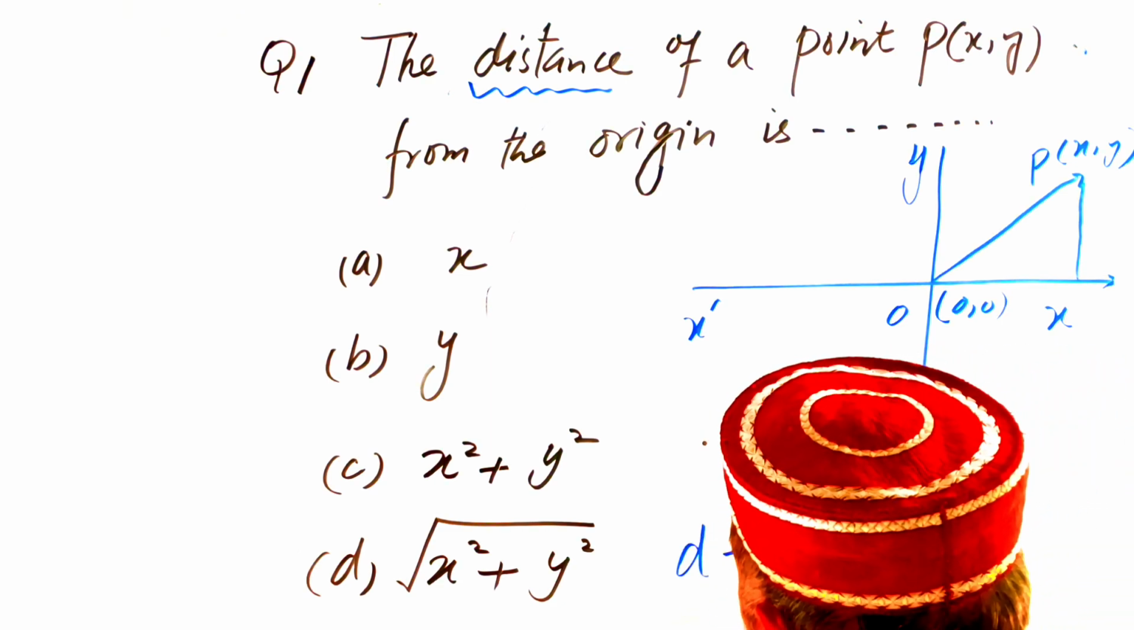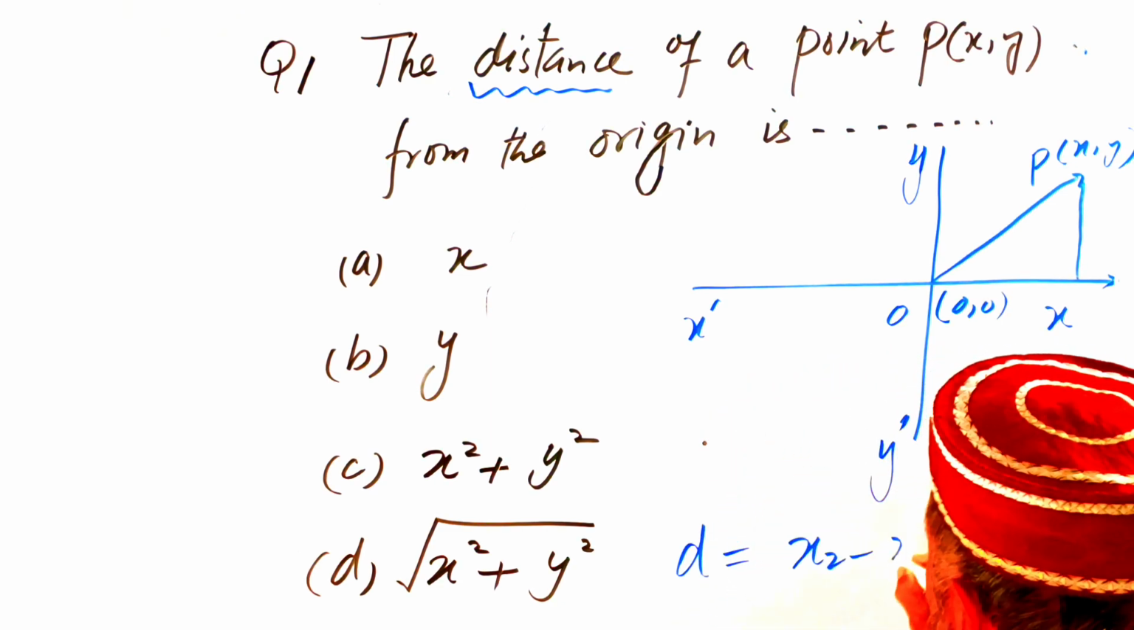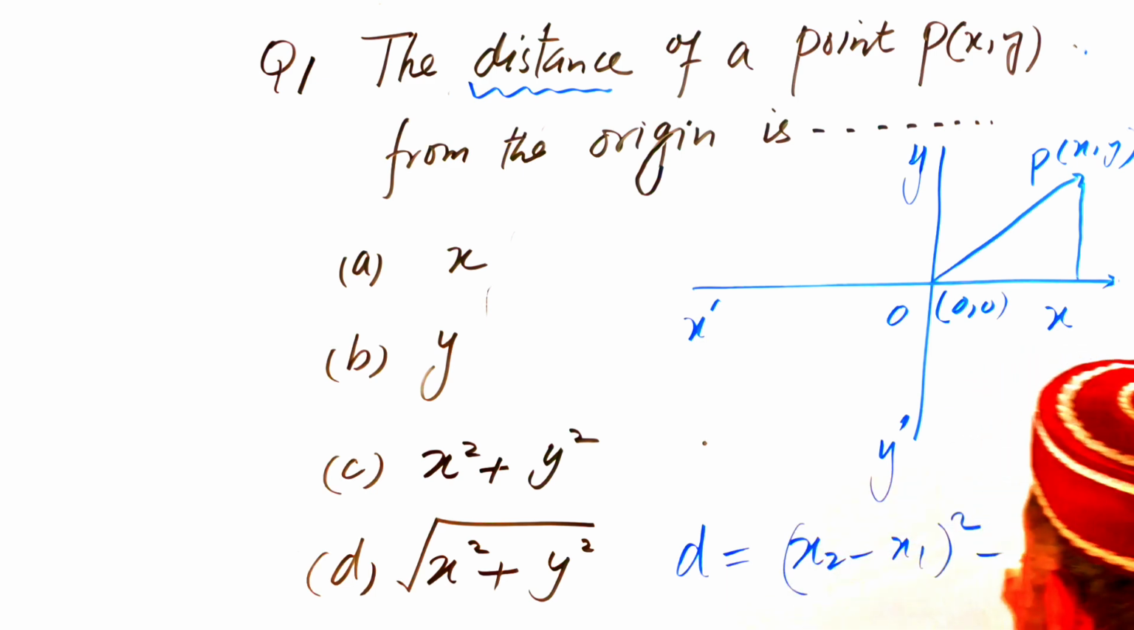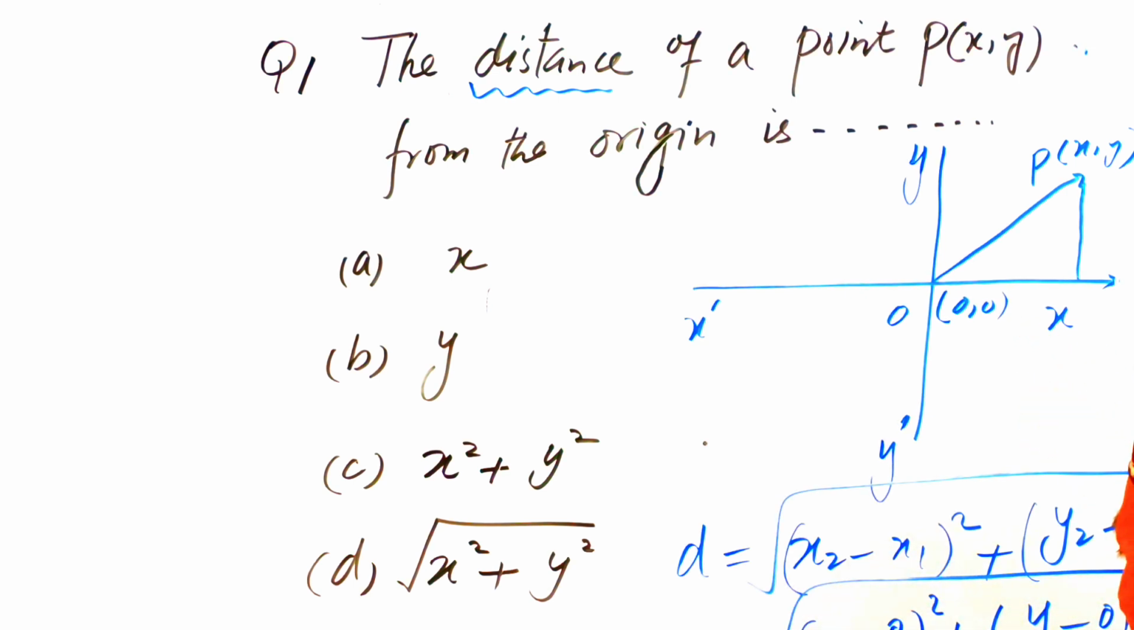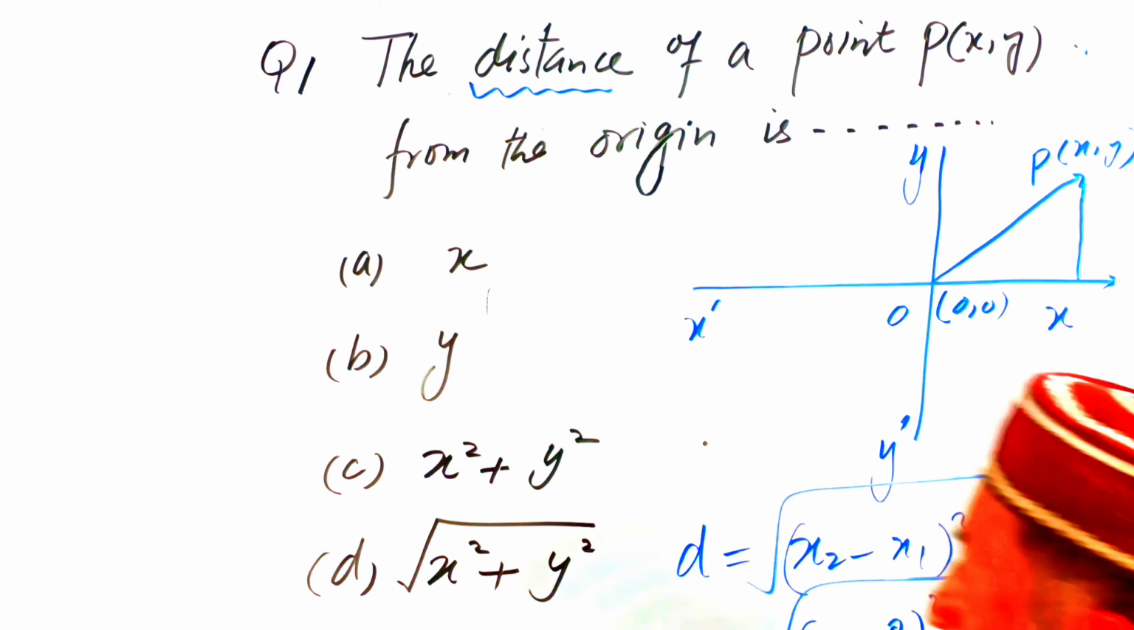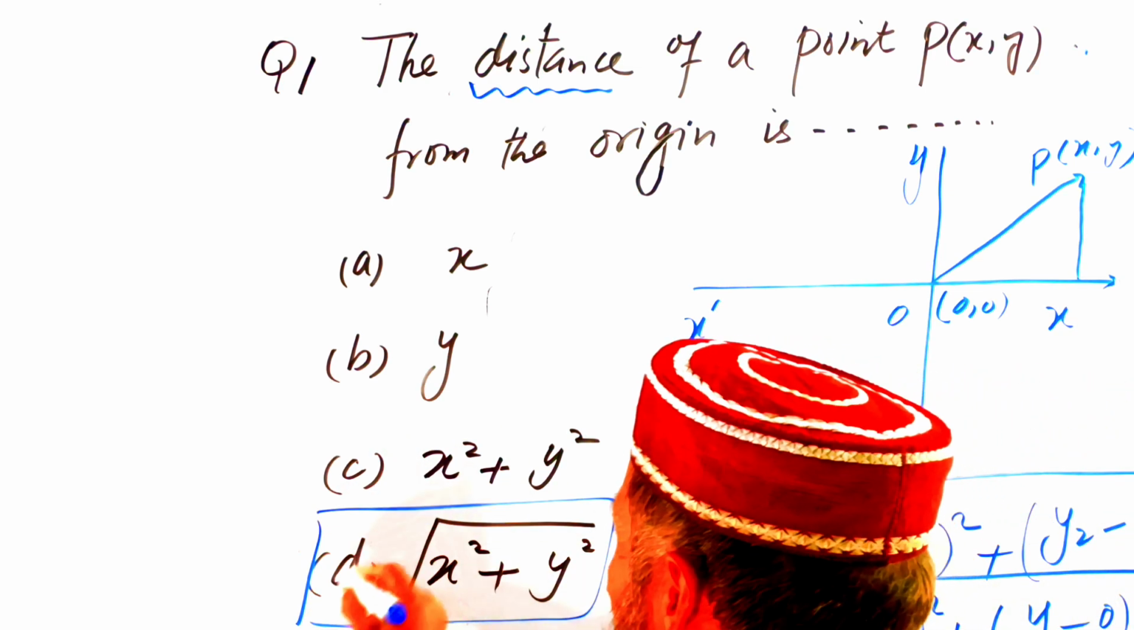According to the formula, distance is equal to the square root of (x2 minus x1) whole square plus (y2 minus y1) whole square. So x2 is equal to x and x1 is equal to 0, and y2 is equal to y and y1 is equal to 0. So that will be equal to the square root of x square plus y square. Option D is the correct option.